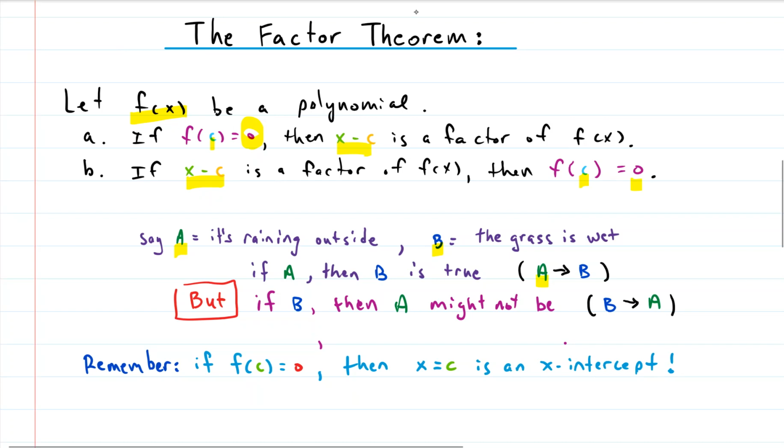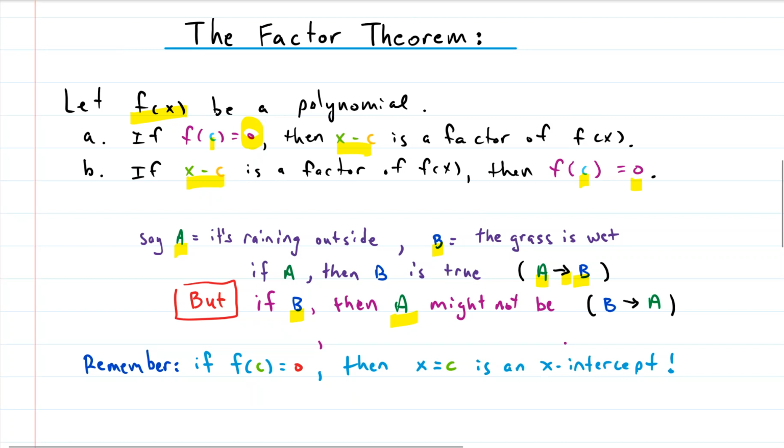Mathematically, we write A arrow B for that if-then statement. So if A is true, we're guaranteed that B is true. But that doesn't necessarily mean that the reverse works, right? Because if the grass is wet, if B is true, do we know that it's wet because it was raining? Well, I can think of a million different reasons why the grass could be wet, and none of them are rain. I could have turned on the sprinklers.